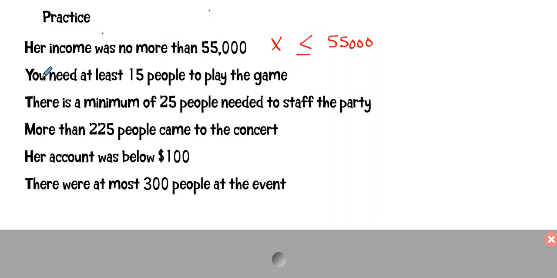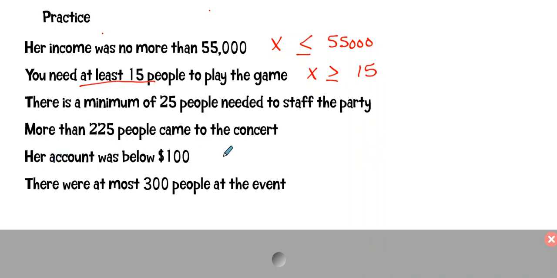Okay, you need at least 15 people to play the game. So I'm going to write my variable, write the number. I need at least 15 people. So think about it. Could I play with 20 people? Well, yeah, I just need to have at least 15. So I could have more. So I could have greater than that. And then ask yourself, can I have exactly 15? Yes.